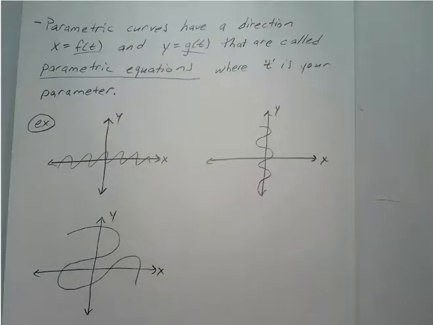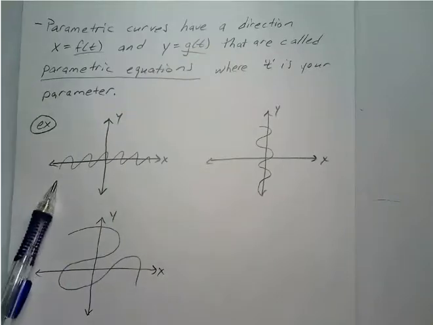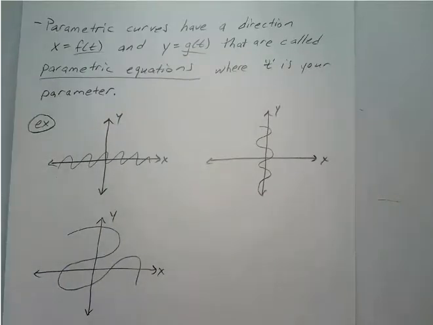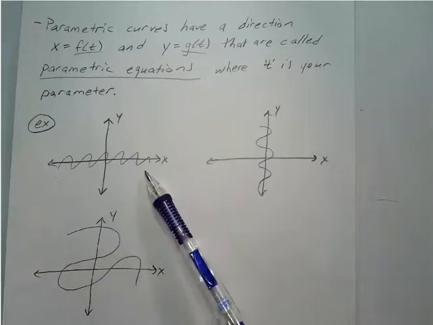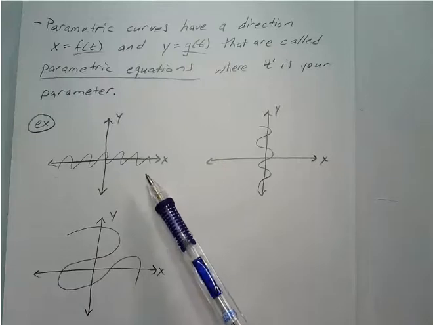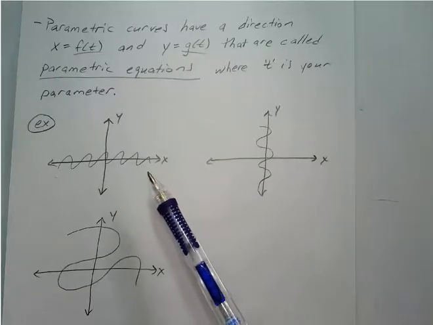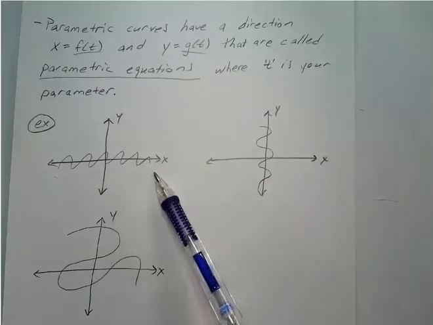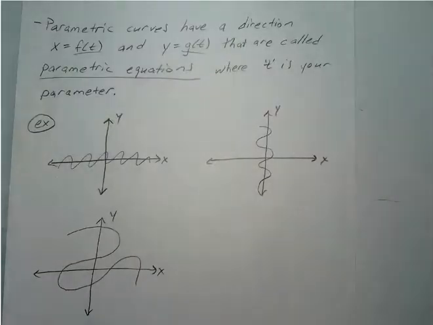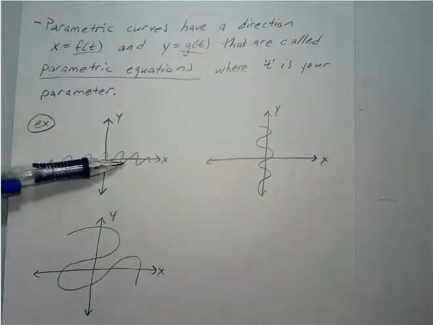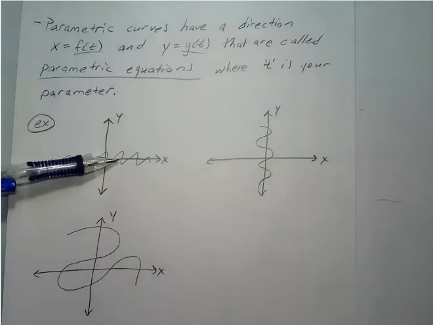Now if you notice, out of these three, the first one is the only one that's actually a function. How do we know? Because this is the only one that would pass the vertical line test. Remember from either pre-calc or even intermediate algebra, for the vertical line test, you draw a vertical line. If it crosses the graph only once, then it's a function.